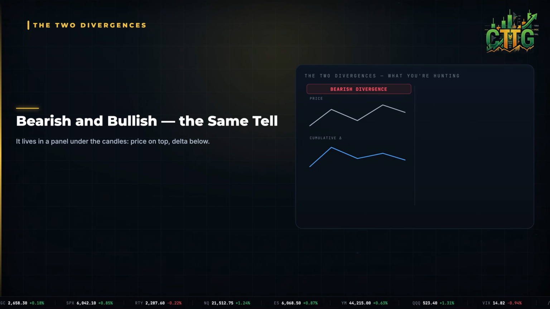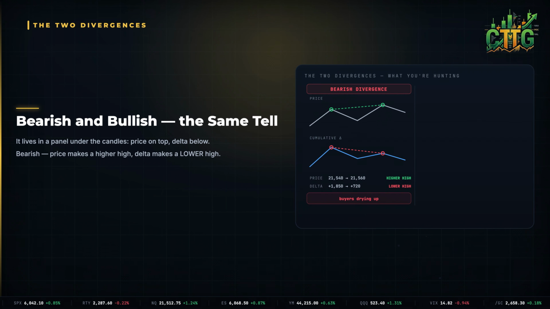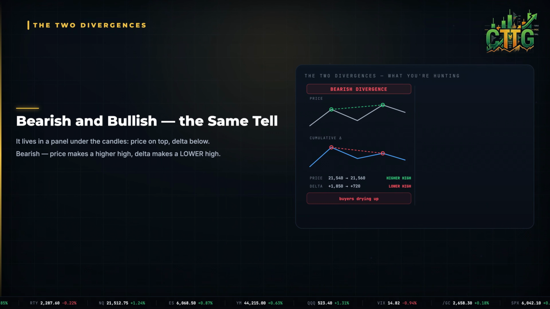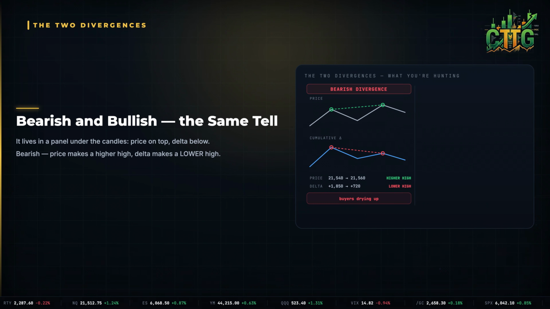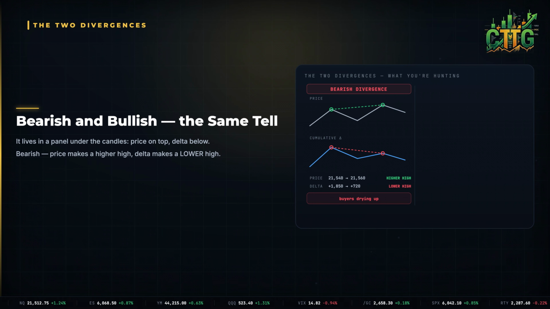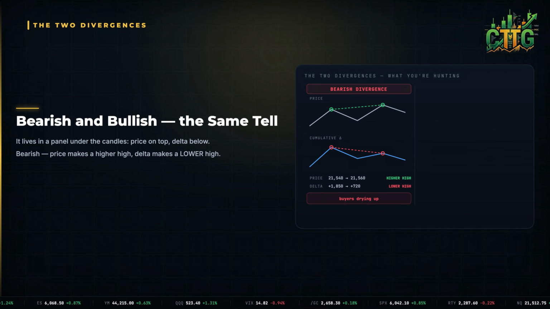The first is bearish. Price pushes to a higher high, 21,560, up from 21,540, but cumulative delta puts in a lower high. 1,850 contracts of net buying on the first push, only 720 on the second. Fewer aggressive buyers showed up for the new high.